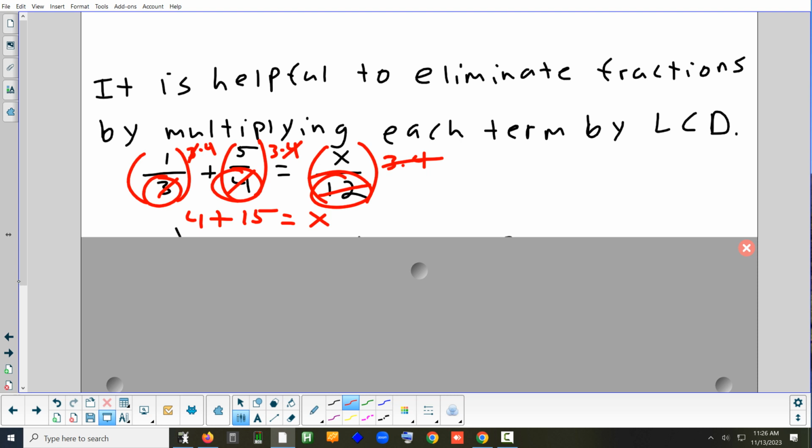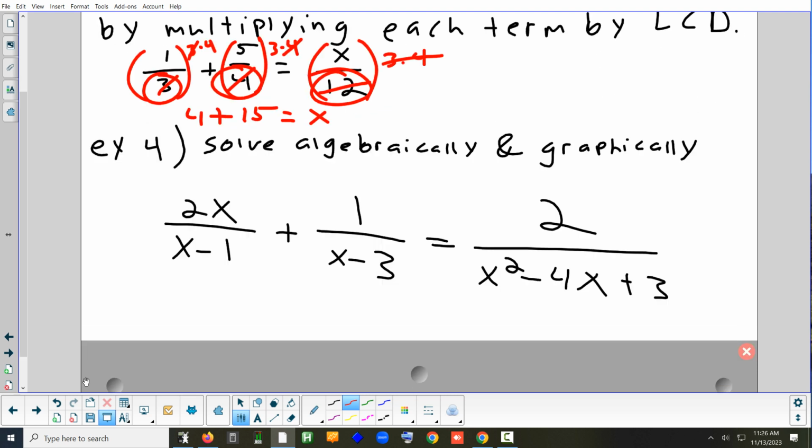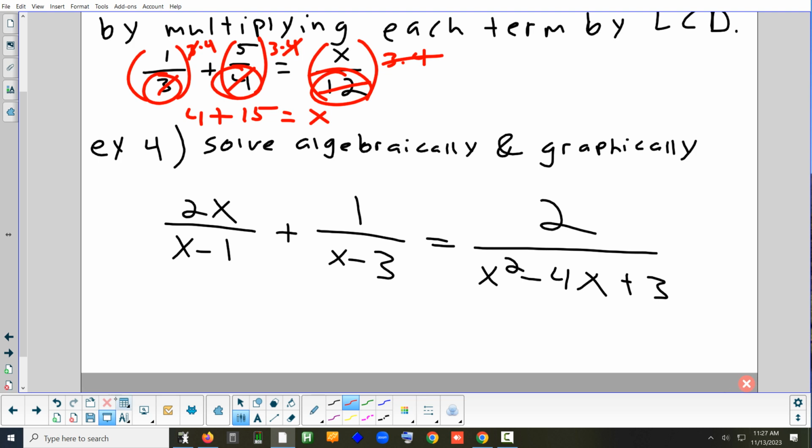All right, let's try the same thing, except now the denominators aren't numbers. They're numbers and letters. And we already did one graphically, right? If I was going to do it graphically, I just put one side in y1, put the other side in y2, and then look for where they cross. Let's try it our way.